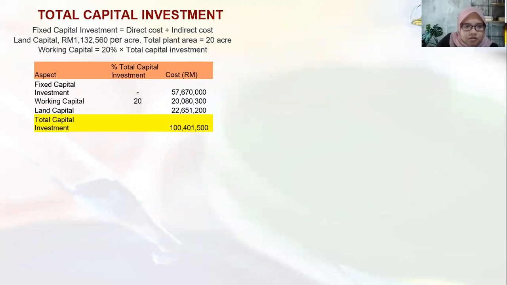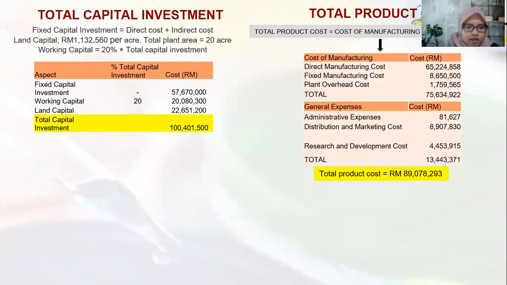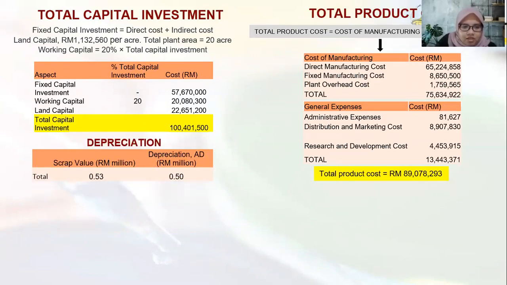So this is the total capital investment that we have considered: the fixed capital investment, working capital, and land capital, and it's around 100 million ringgit Malaysia. For the total product cost, we consider the cost of manufacturing and general expense, and the total product cost is around 89 million ringgit Malaysia. For the depreciation, the value of scrap is around 0.53 million ringgit Malaysia. The depreciation is 0.5 million ringgit Malaysia.